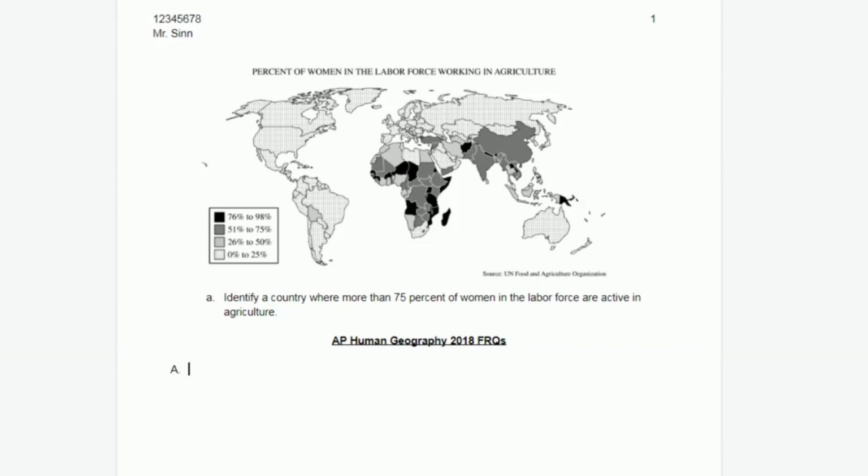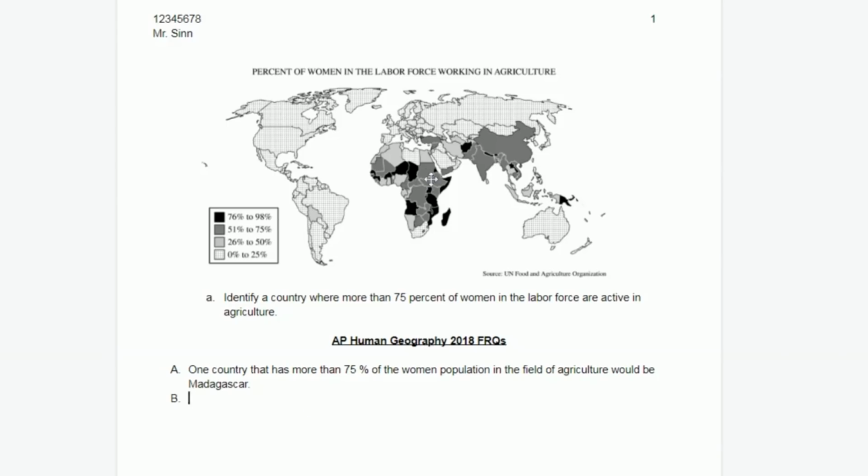Now for here, this is an identify question. We can see A is saying identify a country where more than 75% of the women in the labor force are active in agriculture. Nice thing for 2020 is there is no identify. So this one you don't have to worry about focusing on. Really what you would do, if we're going to type something here, we might put, all right, one country that has more than 75% of the women in the field of agriculture would be Madagascar.